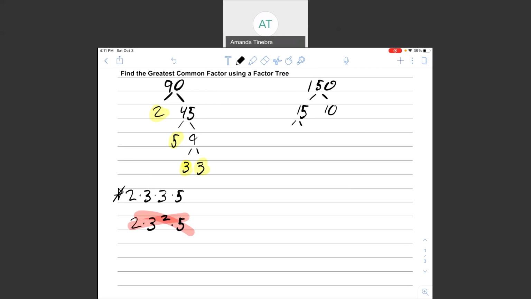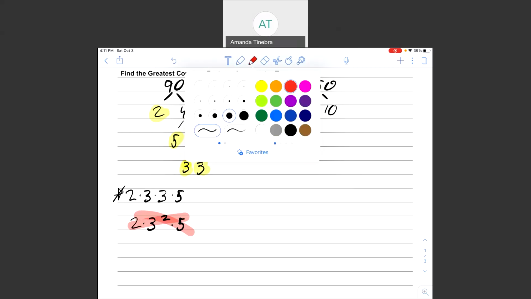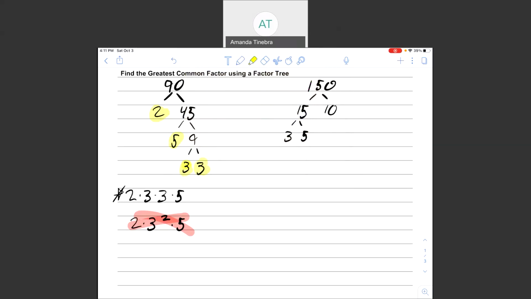So 15, I know that that's 3 and 5. Those are both prime numbers, so I can stop there. 10 then is 2 and 5. Those are both prime numbers as well. So writing these in least to greatest order, I have 2 times 3 times 5 times 5. Which again, I could shorten to 2 times 3 times 5 to the second power, but I don't want to do that for this video, for this method, okay?